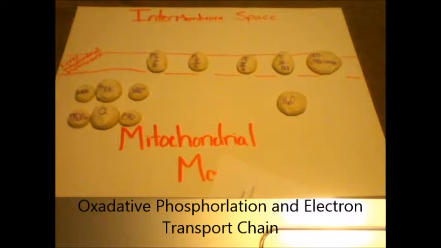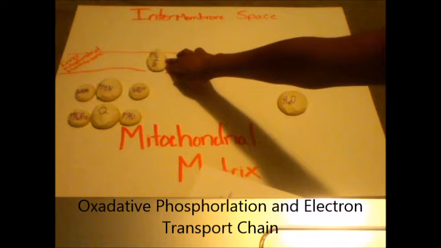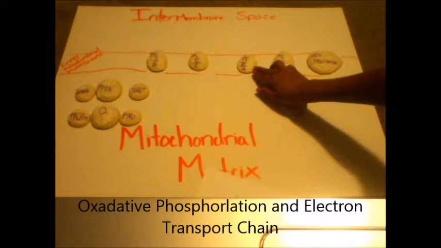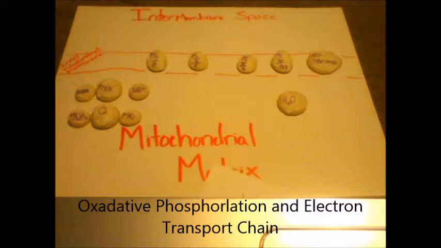The electron transport chain is a sequence of proteins called cytochromes. Cytochrome B, cytochrome C, cytochrome A, cytochrome A3. Each cytochrome contains a protein and a pigment. The pigment contains a metal, which is either copper or iron.